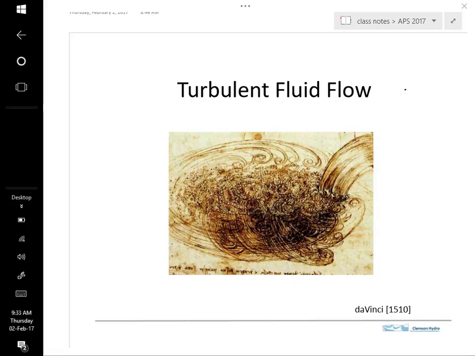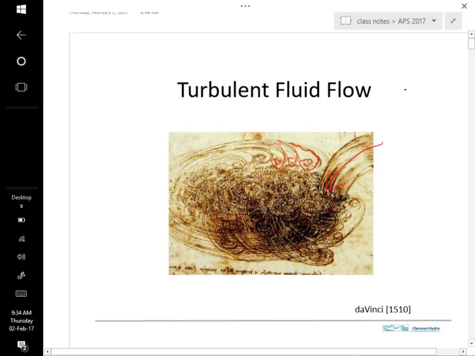It was something he was interested in, I guess, one of many things. And so he's got this sketch of some flow coming in here and creating this turbulence. And it's actually pretty insightful because what he's doing is he's got these little vortices here.